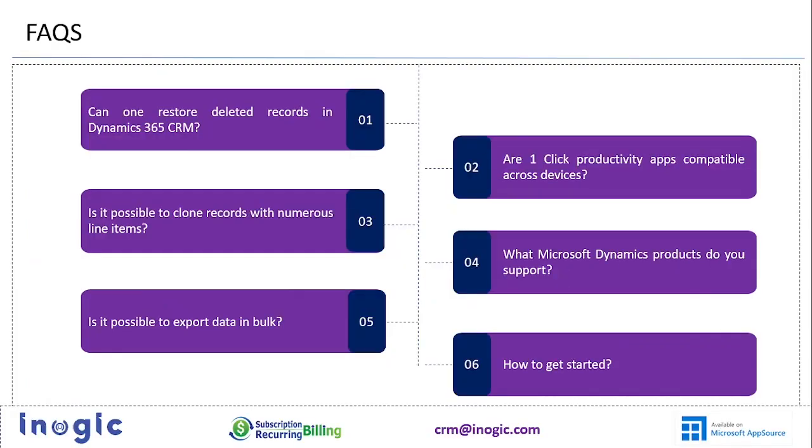So these are some of the common questions that we get from our customers. Can one restore deleted records in Dynamics 365 CRM? Yes, as we have seen now how we can restore the deleted record with the help of our click to restore deleted button. And is it possible to clone a record with numerous line items? Yes, you can clone a record with multiple line items, which we have also seen now. Is it possible to export the data in bulk? Yes, you can select all the records, and with the help of our click to export button, you can export records in bulk as well. Are our one-click productivity apps compatible across devices? It is compatible across mobile, tablet, as well as laptop.